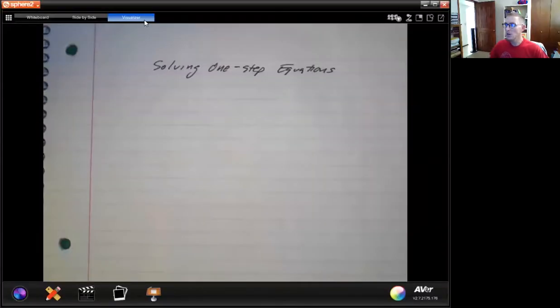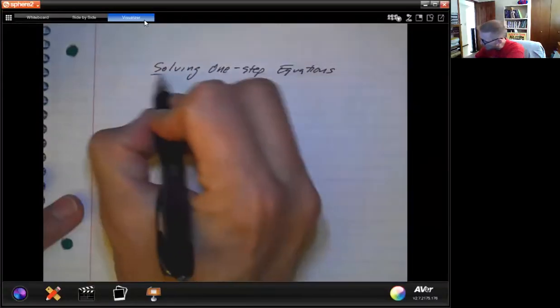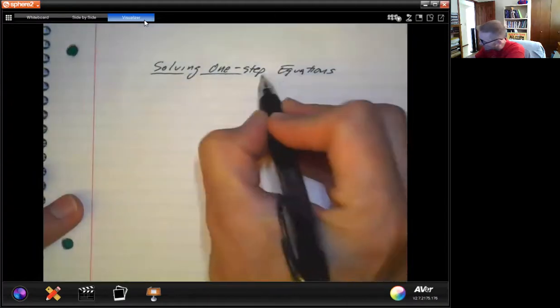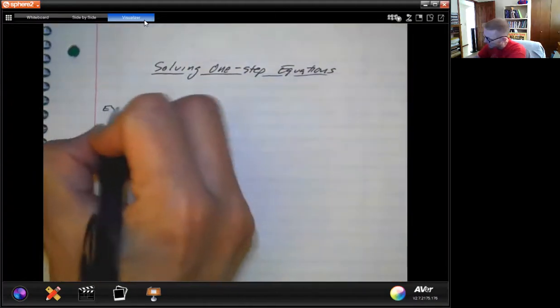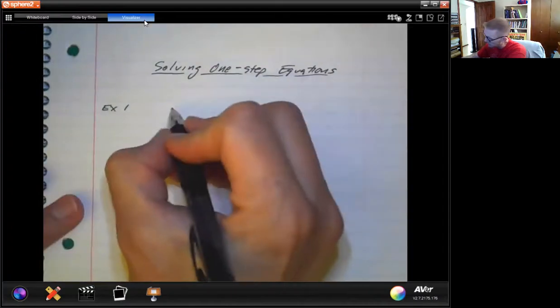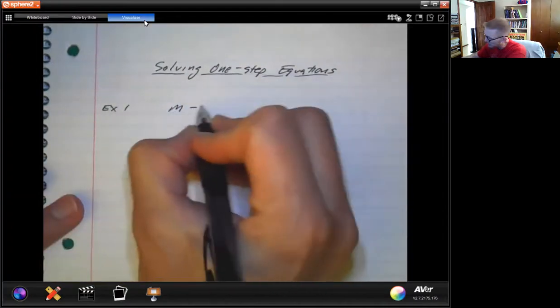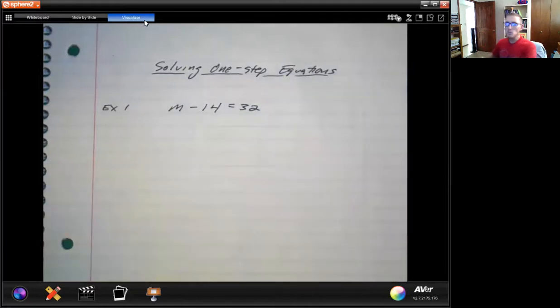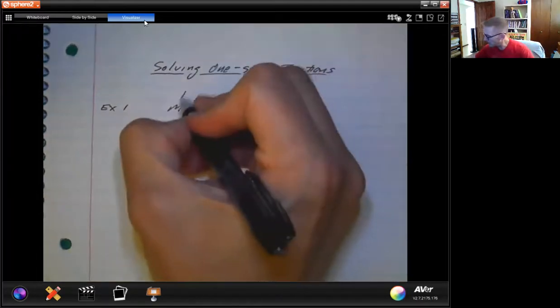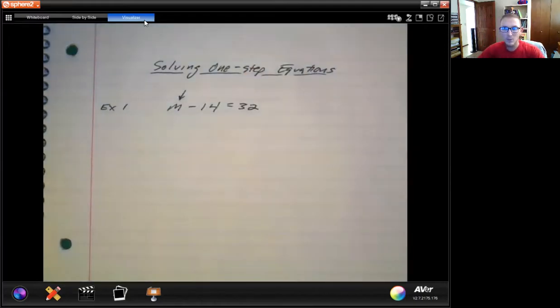So again, we've got our solving one-step equations review section here. The first thing we're going to look at, example number 1, could be something like m minus 14 equals 32. So this is a one-step equation. Our goal is to get the variable alone. So you always need to locate the variable. I'm going to be moving this variable around through my examples, so you have to pay close attention to where it is and what we're doing.